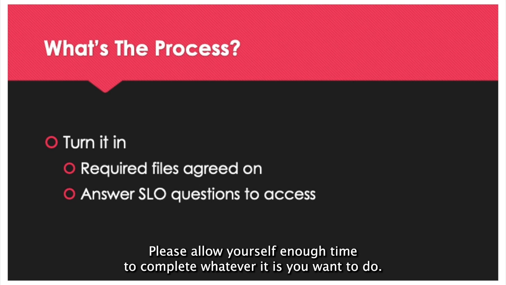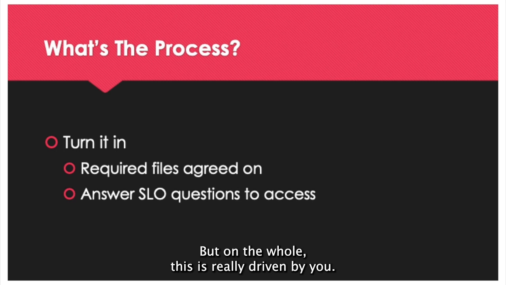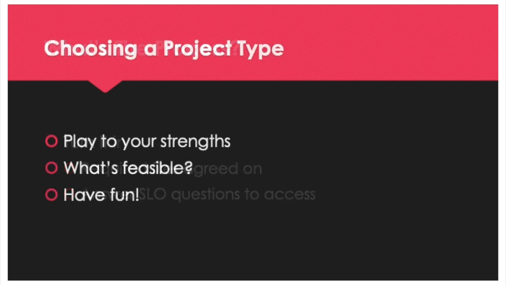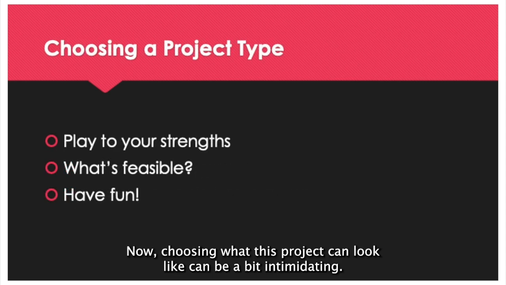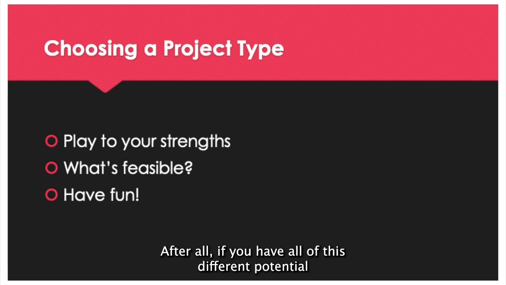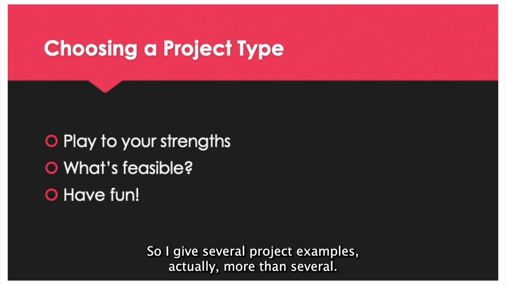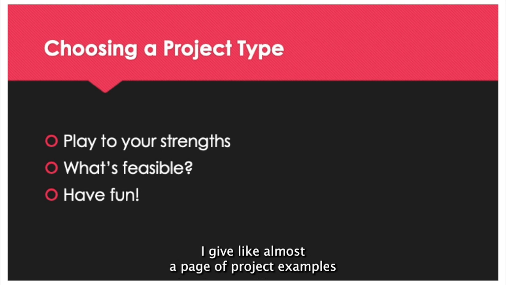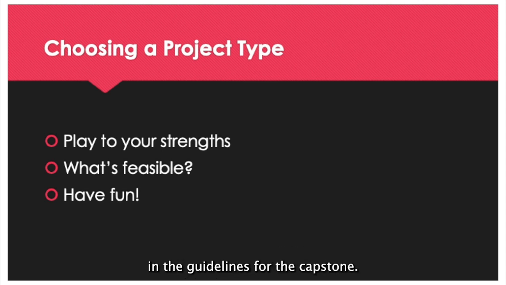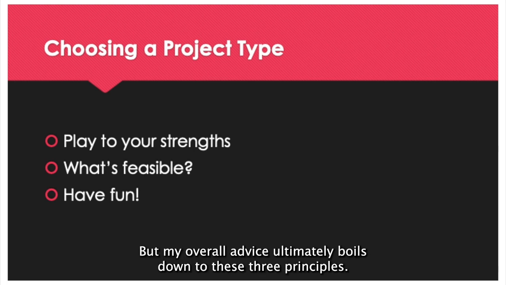Please allow yourself enough time to complete whatever it is you want to do. But on the whole, this is really driven by you. Now, choosing what this project can look like can be a bit intimidating. After all, if you have all of these different potential ways of doing it open to you, how do you narrow it down? So I give several project examples, actually more than several. I give almost a page of project examples in the guidelines for the capstone. But my overall advice ultimately boils down to these 3 principles.